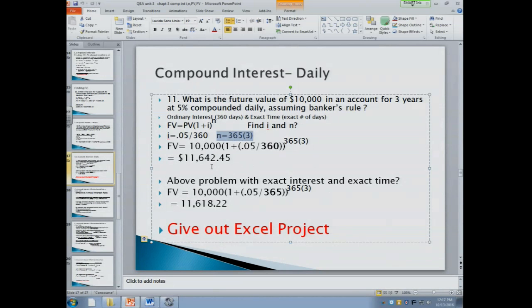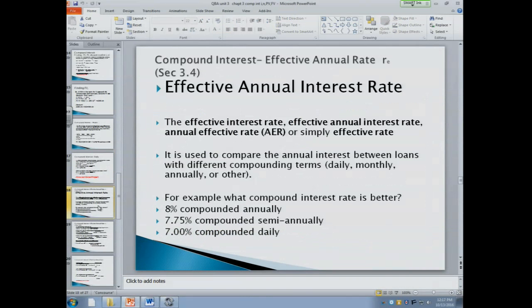So when you do this problem, you will end up with $11,642.45 in the bank, compounded daily for 3 years. I give you a problem here of exact interest and exact time. Pause the video and do it.